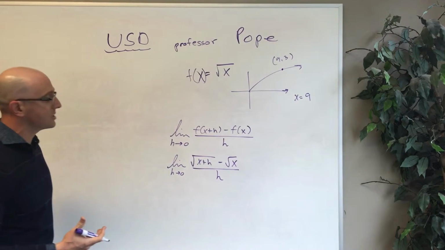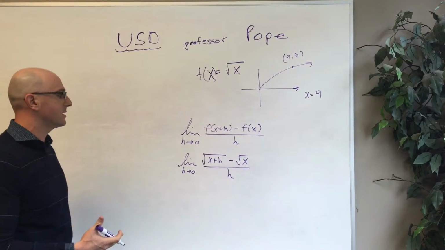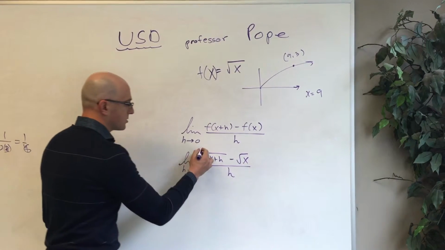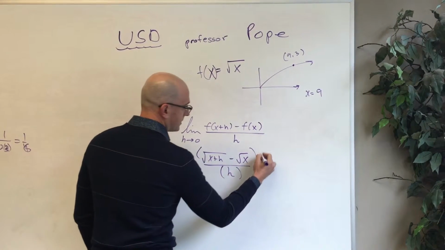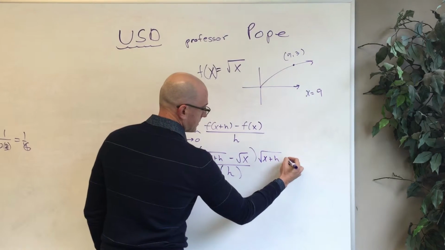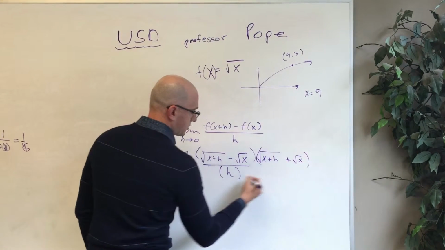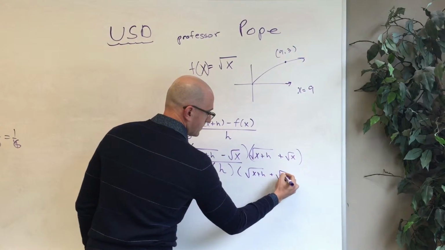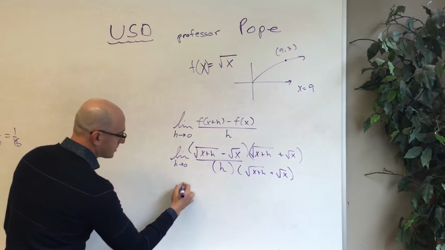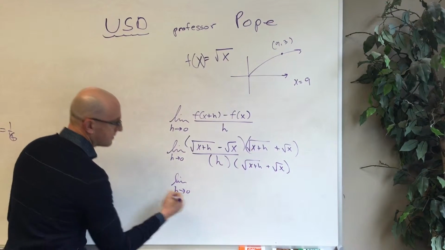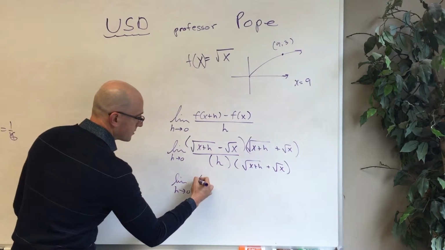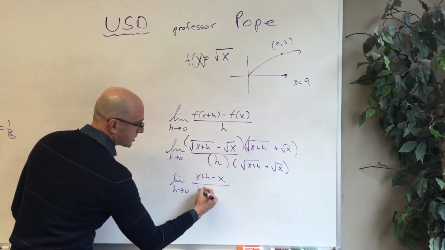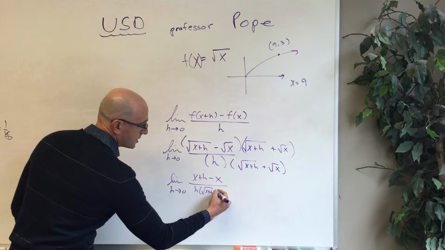So now the next question is, how do we solve this limit? What we have to do is rationalize the numerator. So what we do is we multiply by what's called the conjugate. Make sure you keep that in parentheses. So now, hopefully, we are able to understand that the top just becomes a simple difference of squares, which is x plus h minus x all over h parentheses root of x plus h plus root of x.